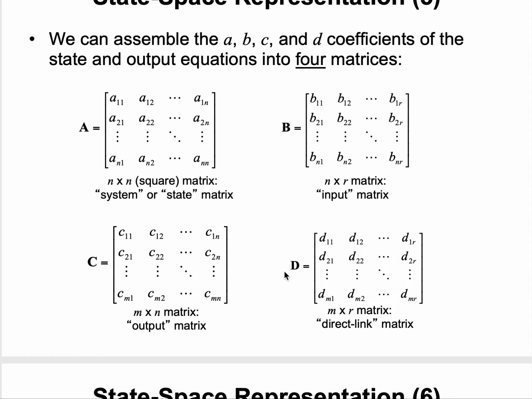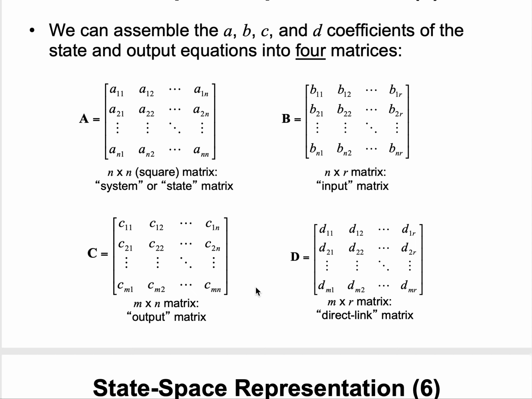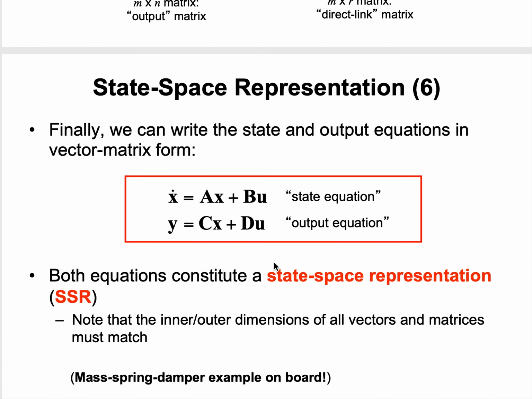This is C and this is the D matrix. C is the output matrix, and D matrix is the direct link matrix, or we also call it the direct feed-through matrix. As I said, the dimensions of the matrices must be consistent. Check the number of inputs, number of outputs, and your system order so that the matrices are consistent with the vector dimensions. Okay, so we put the system in this form.